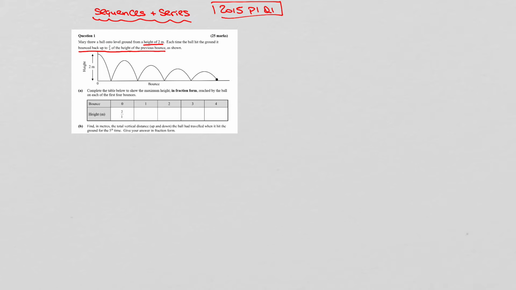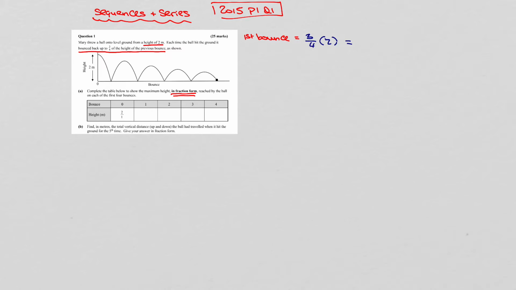We're given a table that we have to complete here showing the maximum height, but it has to be in fraction form. And we're to do it for the first 4 bounces. The first one is filled in for us. As it's dropped, it has a height of 2 metres that it's dropped from. For the first bounce, it's going to be 3/4 of the previous one. So 3/4 of 2 is going to be 3/2 metres.